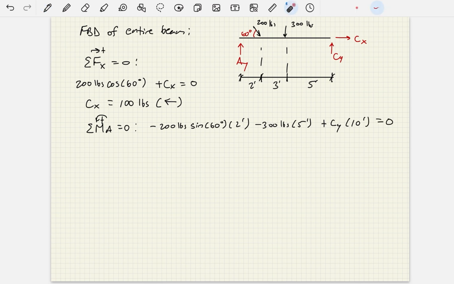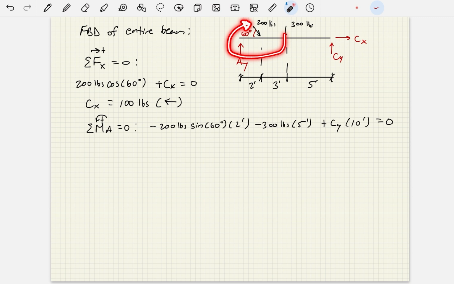So real quick, refresher on how we got to that point. We get the y component of 200 pounds. That's the 200 sine of 60. And then we say times 2 feet, which is its moment arm. And that's going to cause a counterclockwise tendency of rotation, which is why we have a negative there. We then do 300 times 5 feet. That's going to generate a clockwise tendency of rotation. Sometimes I say those backwards.